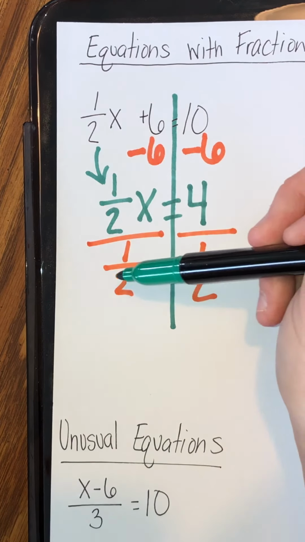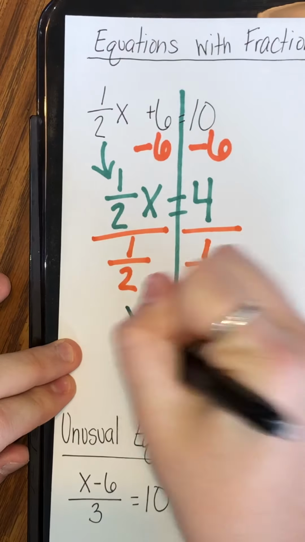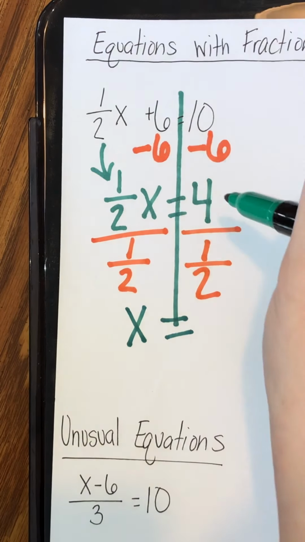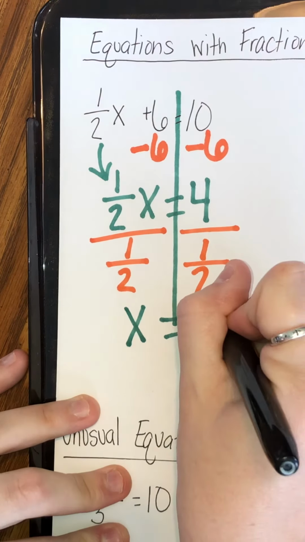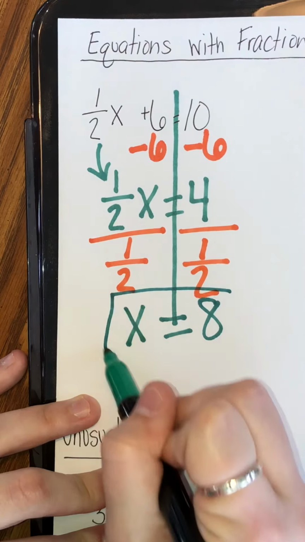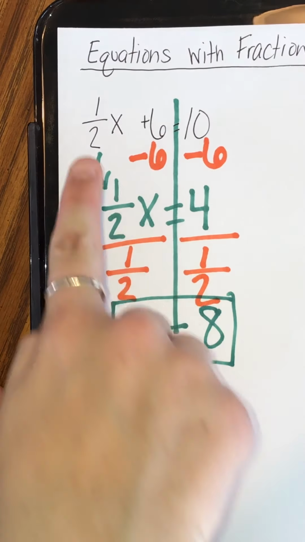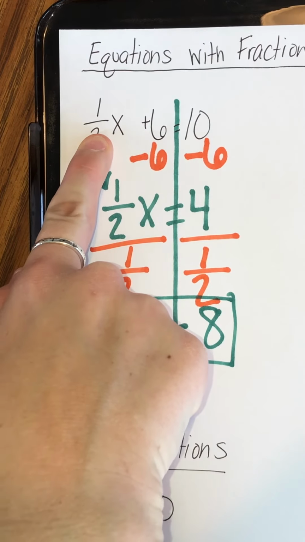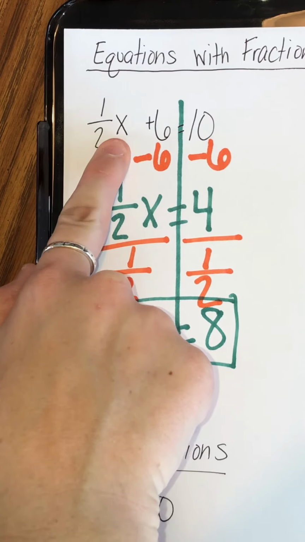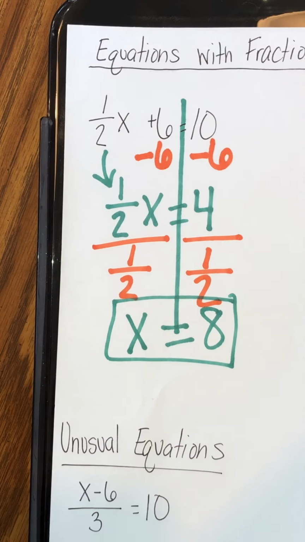1/2 divided by 1/2 just cancels out, so we just have x. 4 divided by 1/2 would give us 8. So x equals 8. If you're not sure, you can plug it back into the original problem and do 1/2 times 8 plus 6 and see if it equals 10.